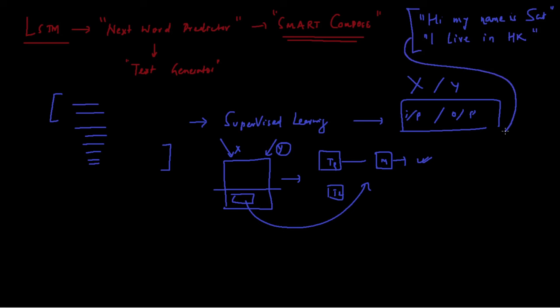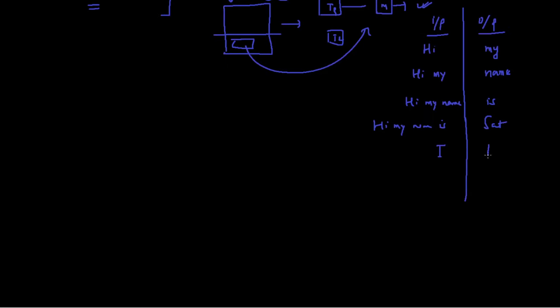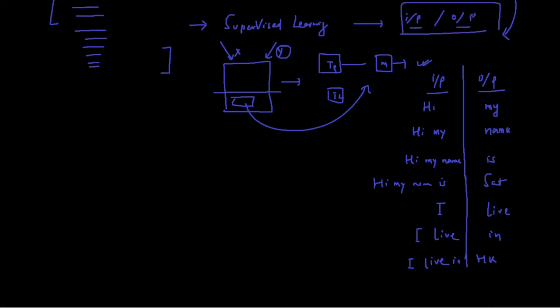Now our goal is to create a data set like this: input and output, X and Y. I will write here input, and here output. For the first sentence, my first input is hi, and the output is my. My second input is hi, my, and the output is name. My third input is hi, my, name, and the output is is. Similarly, hi, my name is, and the output is Sat. Similarly, for the second line, I live in HK. That becomes my data set.